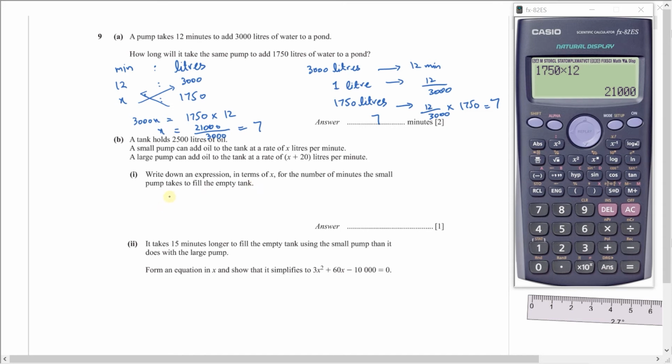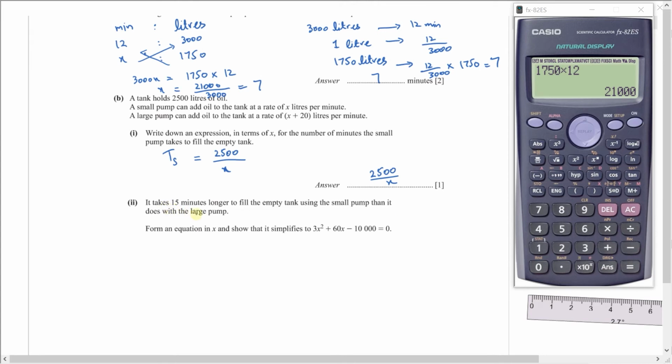So let's call that time T_s, where s denotes the small pump. So the time taken by the small pump to fill the tank will be the capacity of the tank, 2500 liters, divided by the rate at which it fills the tank. So it fills the tank at x liters per minute. So this will give you the time in minutes that the small pump will take to fill that tank. It has to add 2500 liters to the tank, and it's adding it at a rate of x liters per minute. So your time will be 2500 over x.